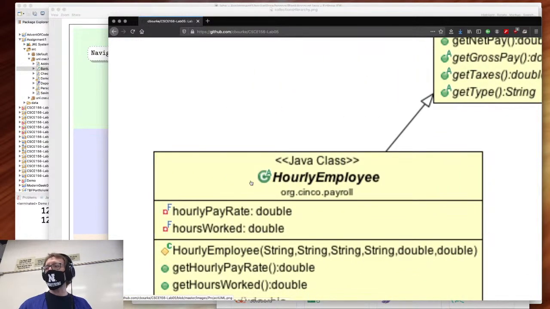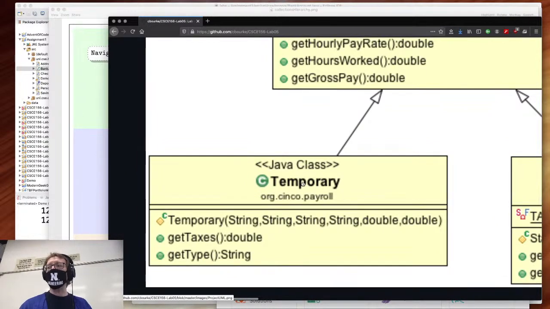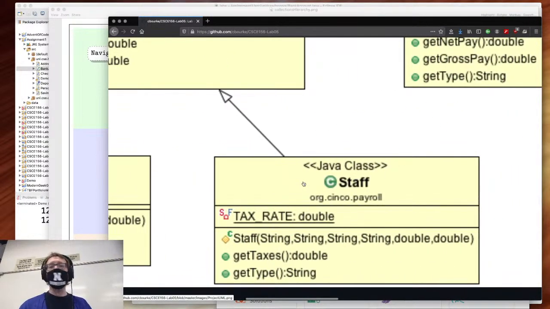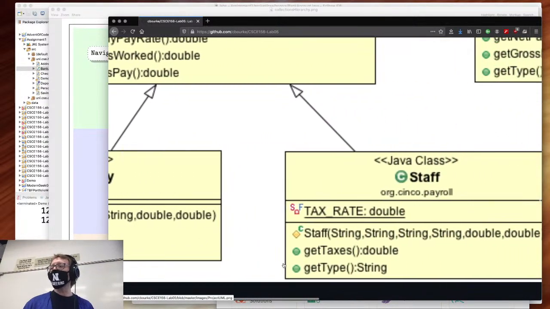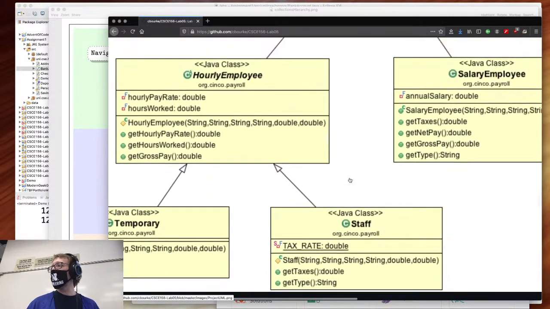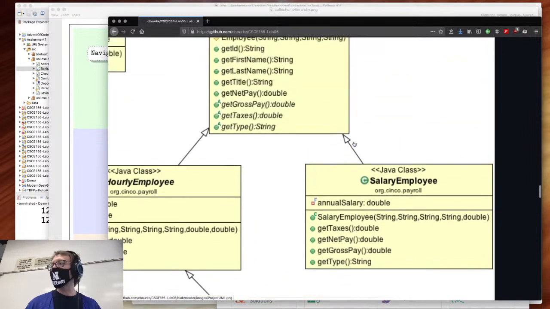This is also an abstract class, and it's only when you get down to the bottom here that you have an actual class, a temporary worker versus a staff worker, and then the way that their taxes are computed is different. All those methods are inherited, but they're abstract methods that you have to implement down here.